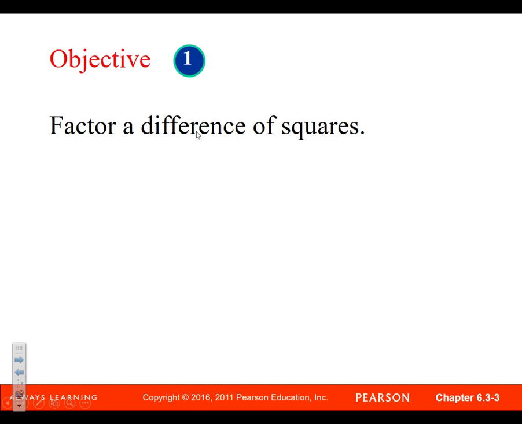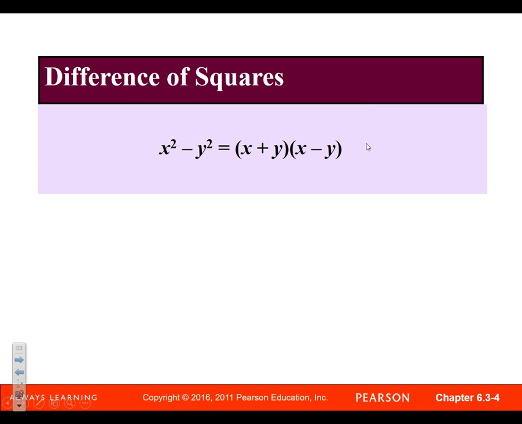Talking about the difference of squares. The difference of squares looks like this. It's something squared minus something squared. If you have a difference of squares, then you can factor it into these two binomials, which are called conjugates. Notice that the only thing that's different between them is the sign in the middle, right? You've got x plus y and then x minus y. The difference of squares will always factor into a set of conjugates.